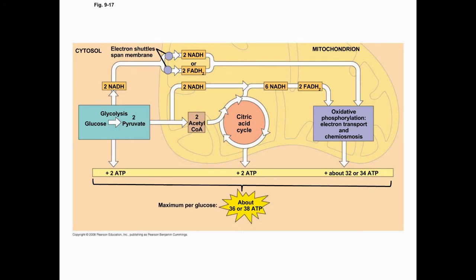Here's another way we look at the totals, right? Here's what we produce through substrate level phosphorylation. Here's all the electron carriers. You can see the either or situation, right? Here's your 32 or 34 ATPs here. So again, another slide just highlighting totals there.